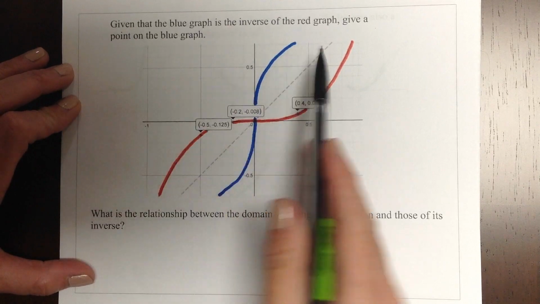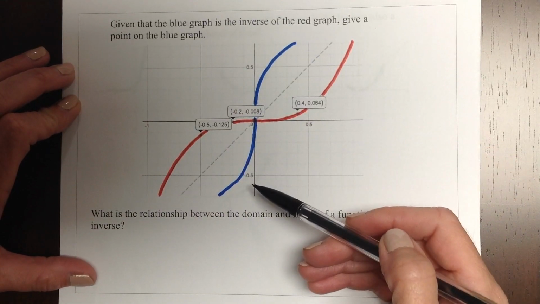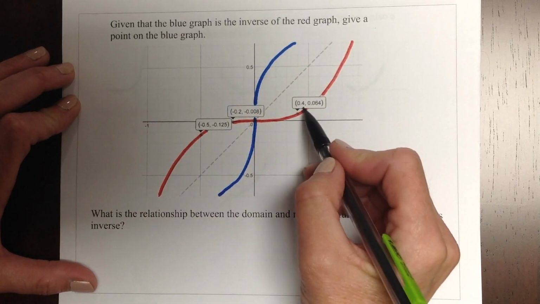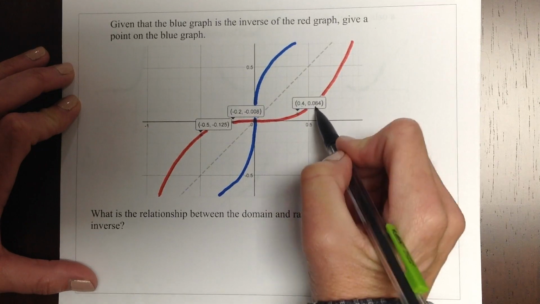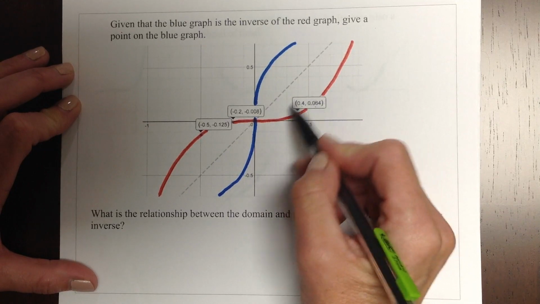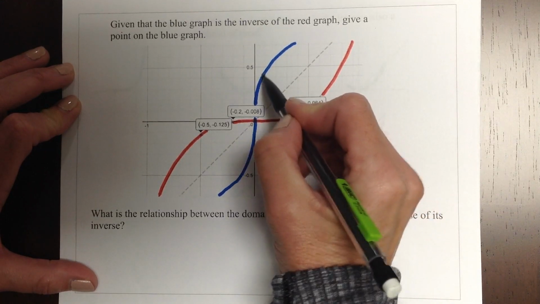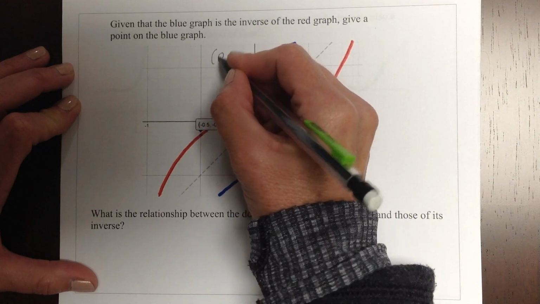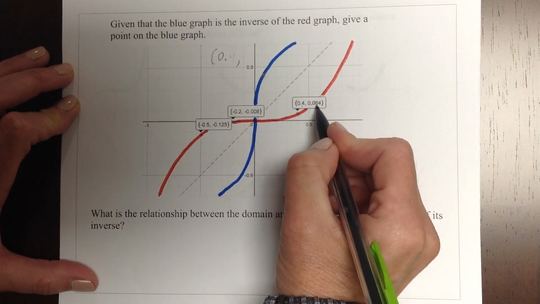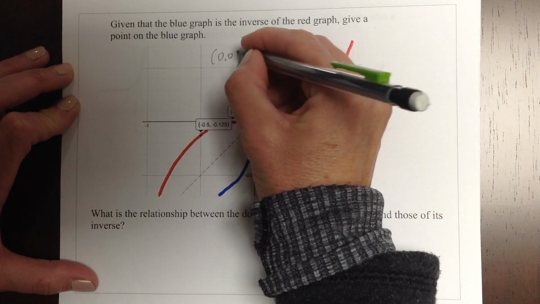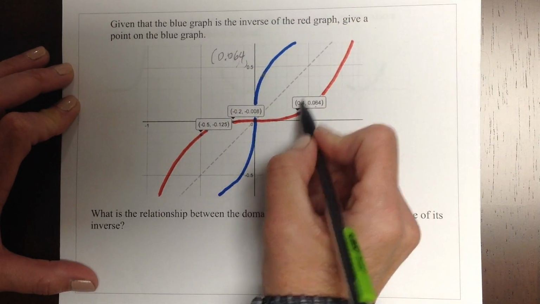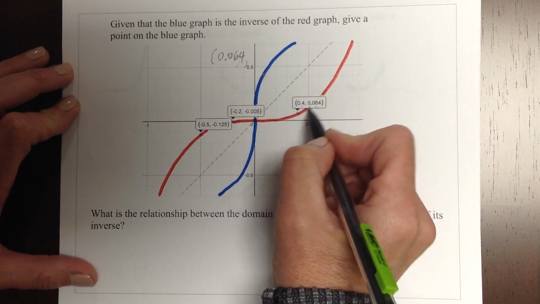All right, let's look at this question. So here I have a blue graph and a red graph, and they're inverses of one another. I want to find a point on the blue graph. Well, I know that this point, (0.4, 0.064), is on the red graph. And I know that the blue graph is the inverse. So that means that a point on this graph is going to have an x-coordinate of, oops, sorry, the x-coordinate will be the y-coordinate of this point, 0.064. And the y-coordinate of that point is going to be the x-coordinate of this guy.